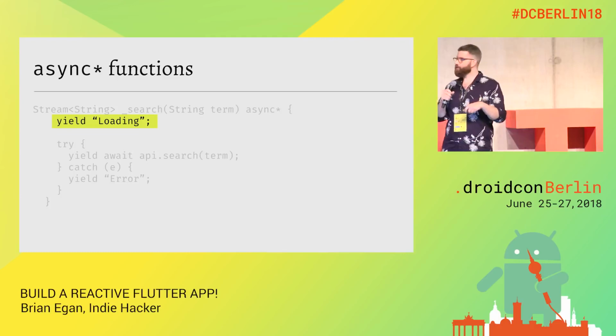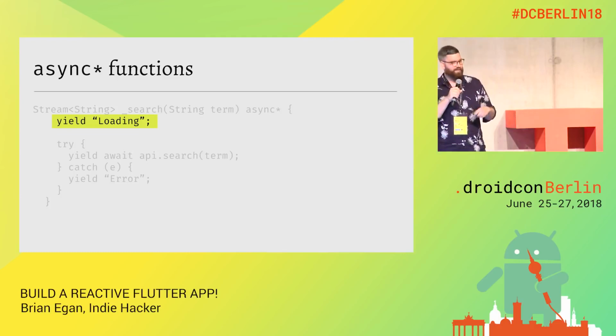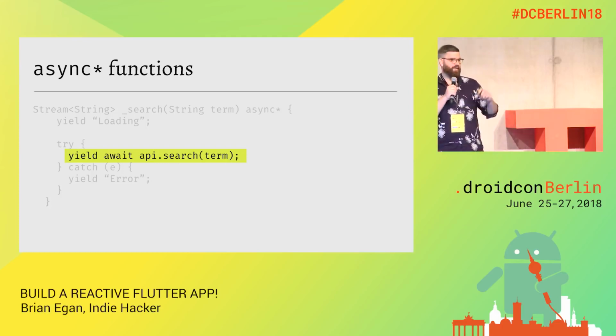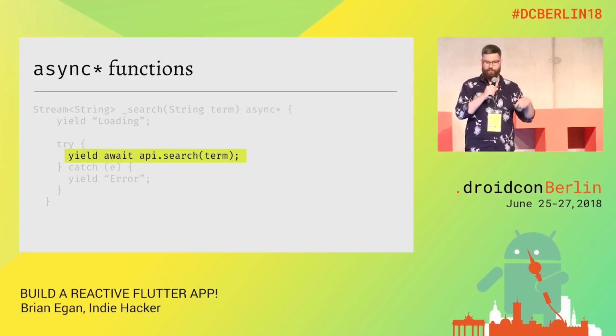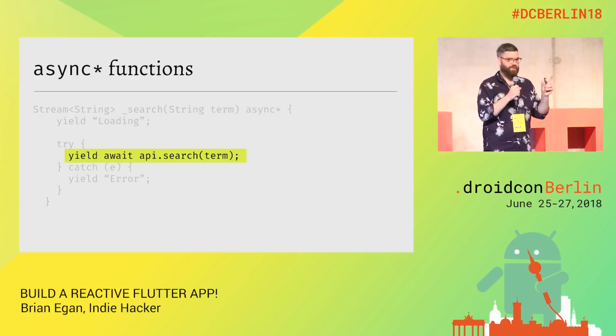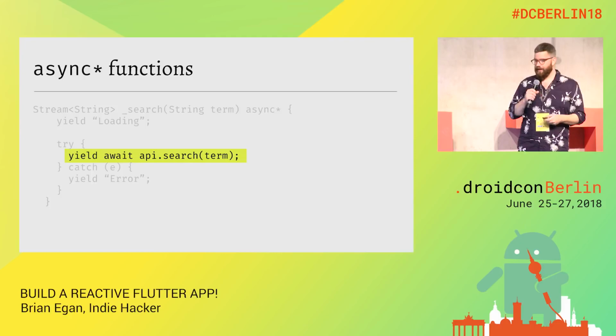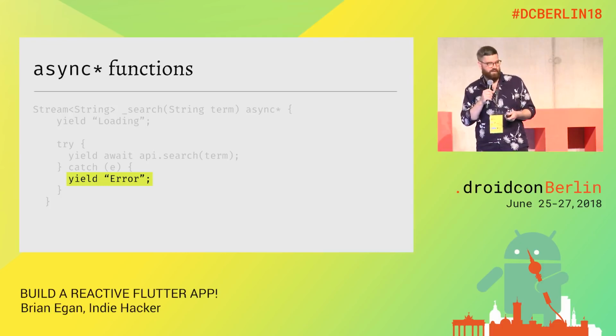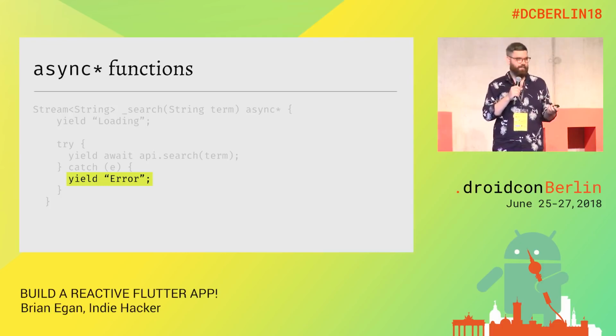So for this search, we'll want to emit a loading event so that our UI can show loading. And then within a try-catch block, we can say, hey, let's go ahead and try to call our search service and assume it returns a future. And we'll just wait for that future to complete. And if it completes successfully, we'll yield that value out to the listeners of the stream. But if it fails for some reason, we can emit an error event.